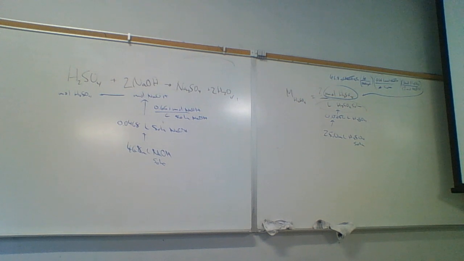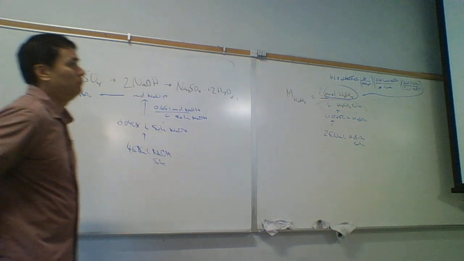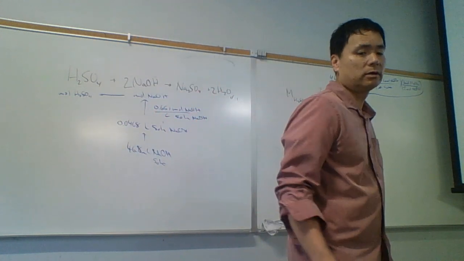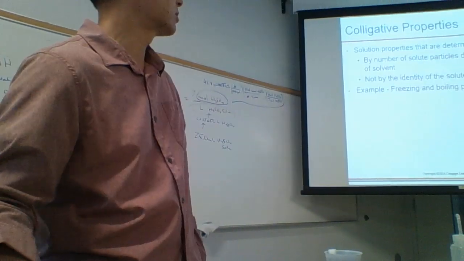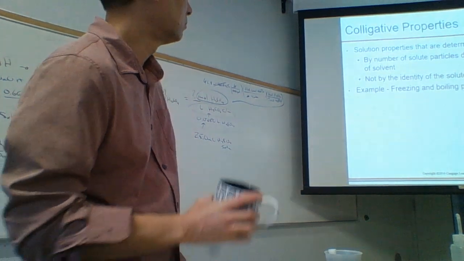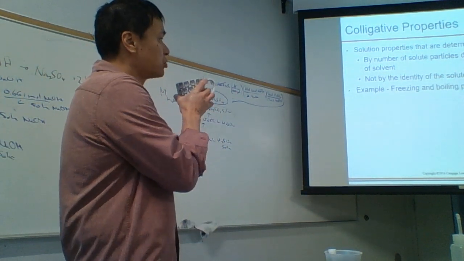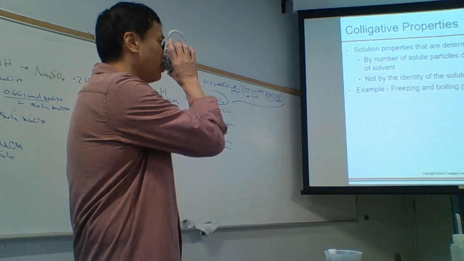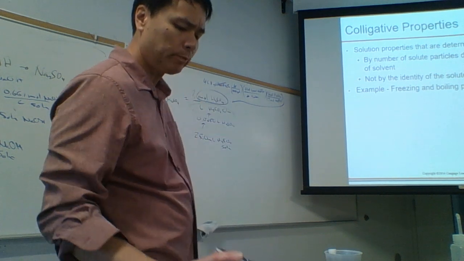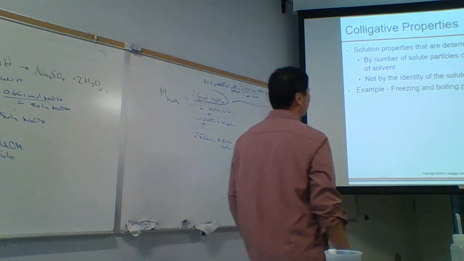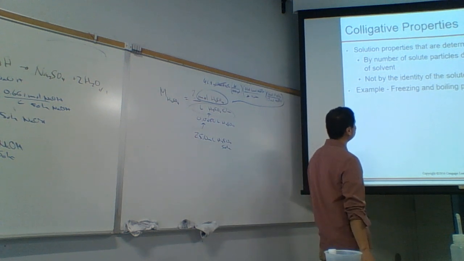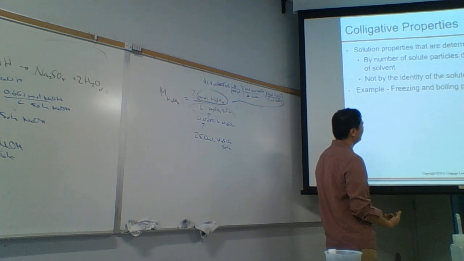Skip normality. The last section of this chapter deals with colligative properties. Colligative just means a collection. So they're a collection of properties that all solutions kind of share, and it depends on how concentrated the solution is. These colligative properties just depend on how many particles are dissolved, not what the particles are, but just how many particles are dissolved.